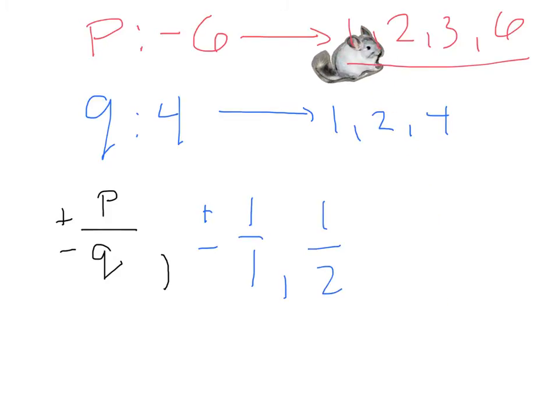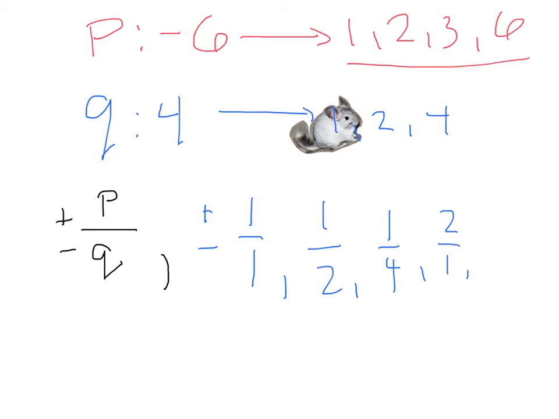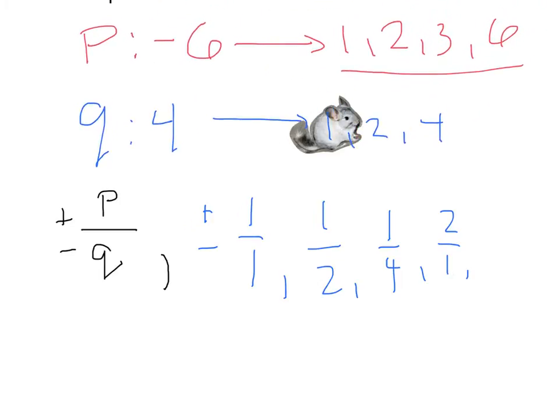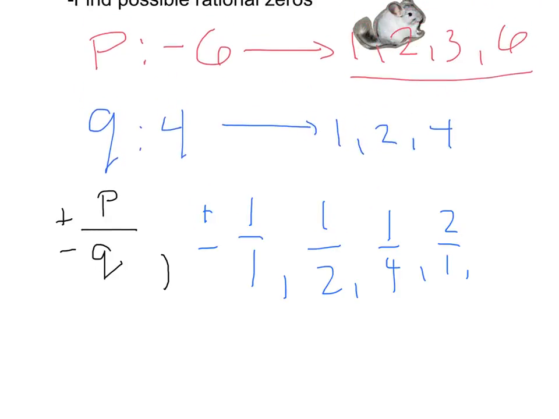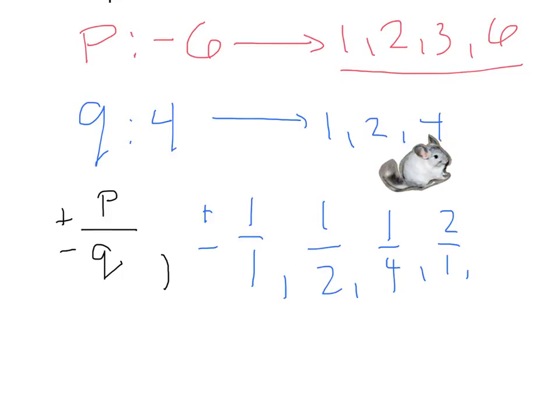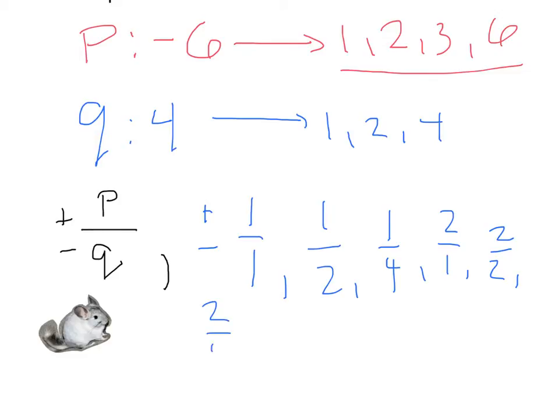Okay, let's go ahead and do 1 over 4. Next, I finished all my 1 possibilities, so I'll go over to 2. I do 2 over 1. Then I'm going to go ahead and do 2 over 2. Then I'm going to do 2 over 4.